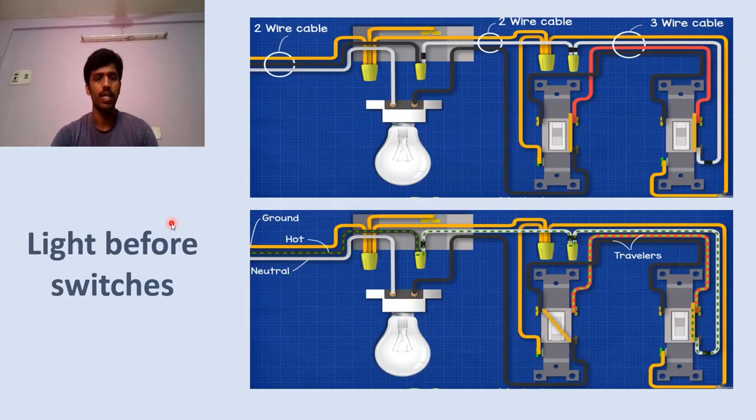So in the third example, the light is present before the two switches. In this figure, the hot wire is given to the wire connector which is present in the ceiling, and another end of this wire connector is given to the wire connector which is present in the first switch casing and given to the common terminal. The traveler terminal which is present at the left side of switch 2 is given to the traveler terminal which is present at the left side of switch 1. Similarly, the right traveler terminal of switch 1 is given to the right traveler terminal of switch 2.